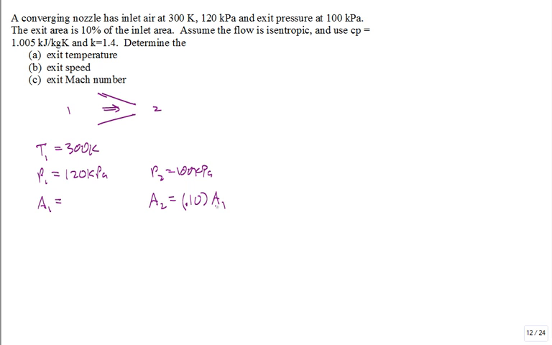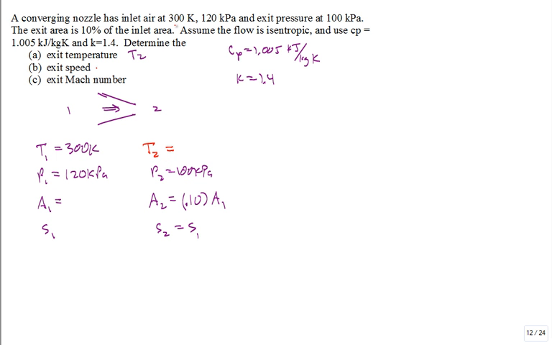Okay. Continuing to read. The flow is isentropic. So S1 comes in, S2 goes out. Guess what? S2 is equal to S1. It's isentropic. S equal to constant. Use constant specific heat of C sub P equal to 1.005 kilojoules per kilogram Kelvin and a constant K of 1.4. Determine the exit temperature. So I'm asked to find this temperature right here, T2.